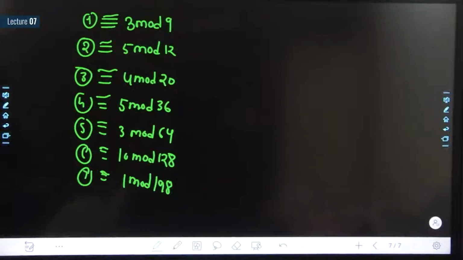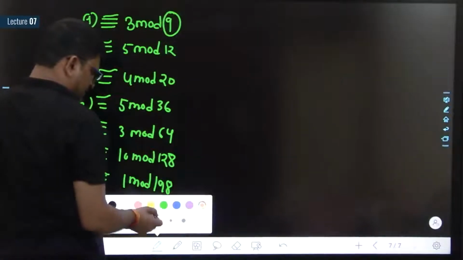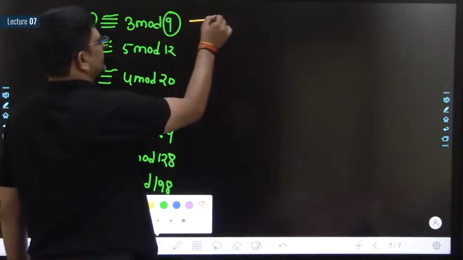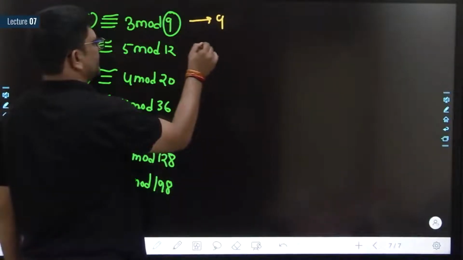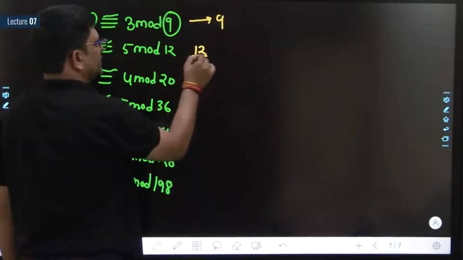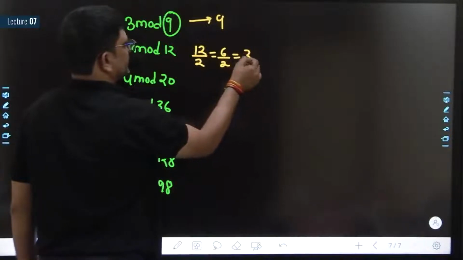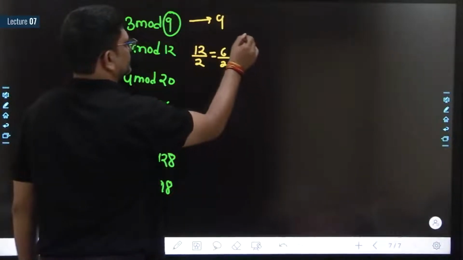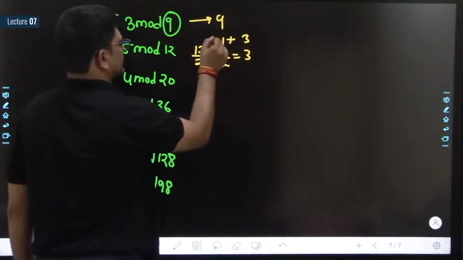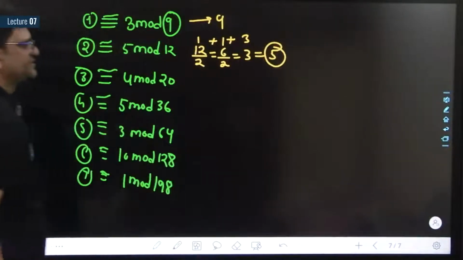Okay. This is odd, then minimum number of states 9. This is even, but we cannot represent it as a power of 2. So divide by 2, 6. Divide by 2, 3. Number of states 3 plus 1 for this plus 1 for this equals 5. Minimum number of states 5.